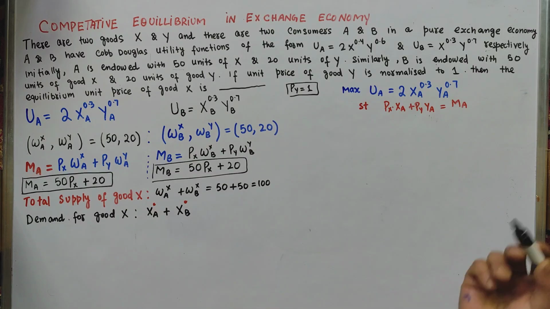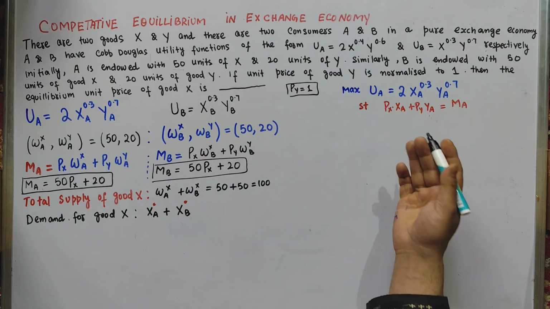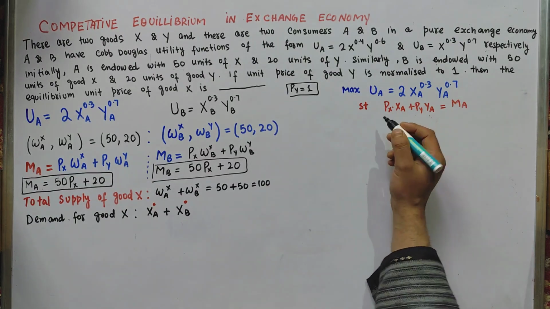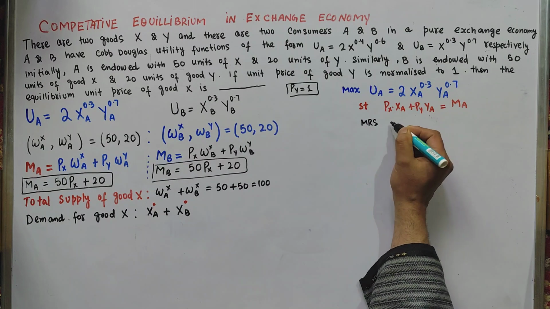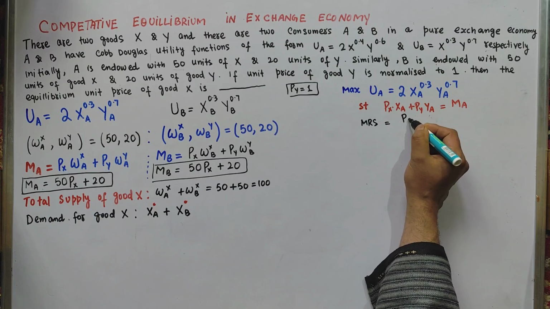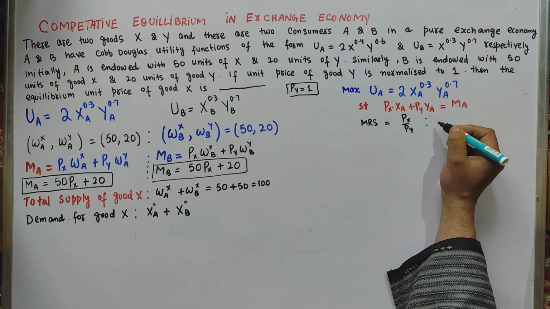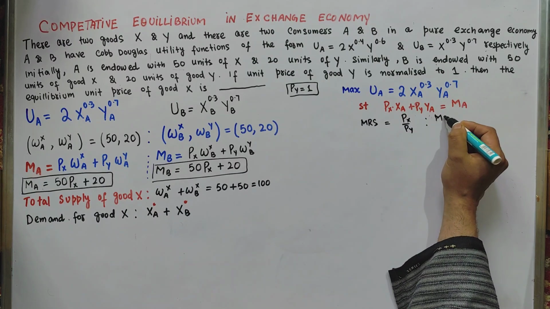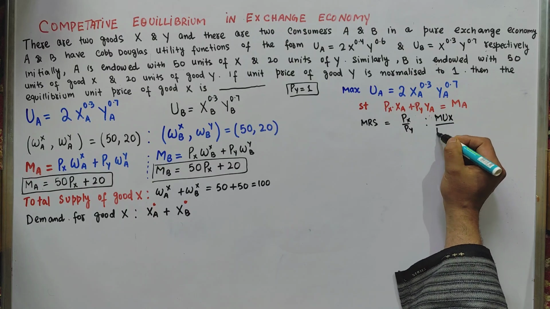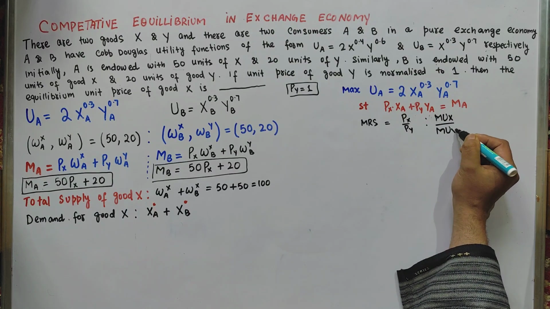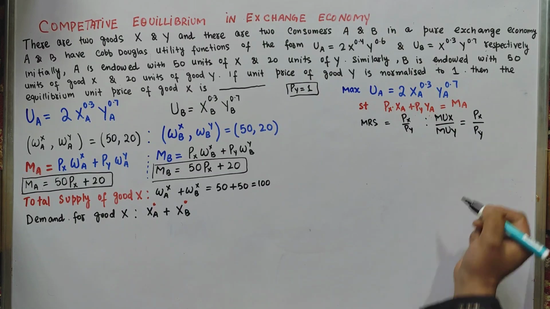to derive the demand function for good X by consumer A. So using the tangency condition, we know that at optimality the marginal rate of substitution should be equal to the ratio of the prices, that is price of x upon price of y, which implies MRS is simply marginal utility of x upon marginal utility of good y, and it should be equal to price of x upon price of y.